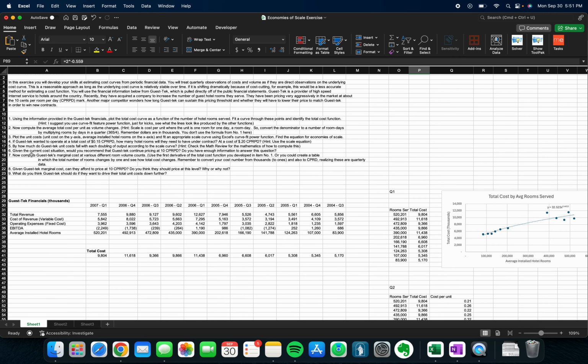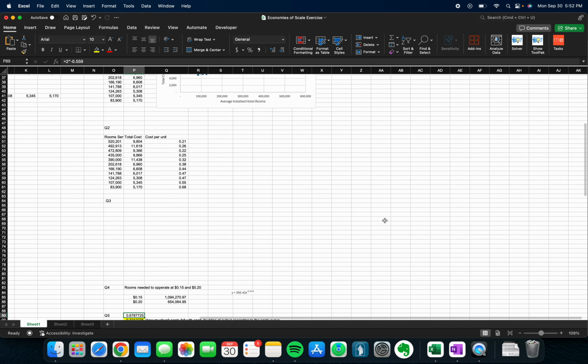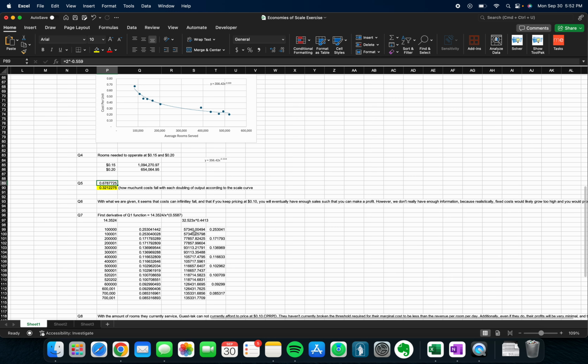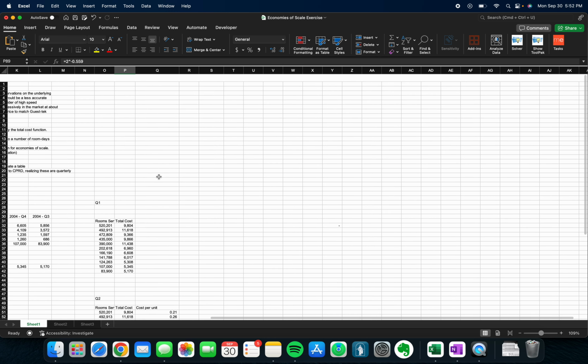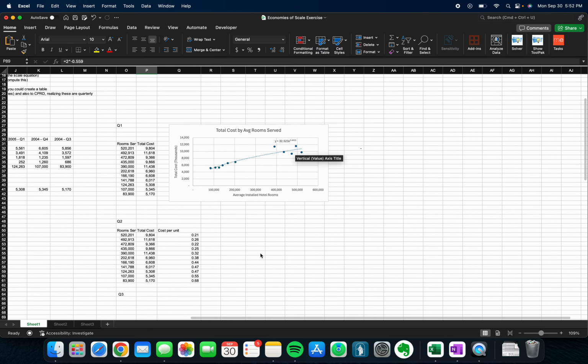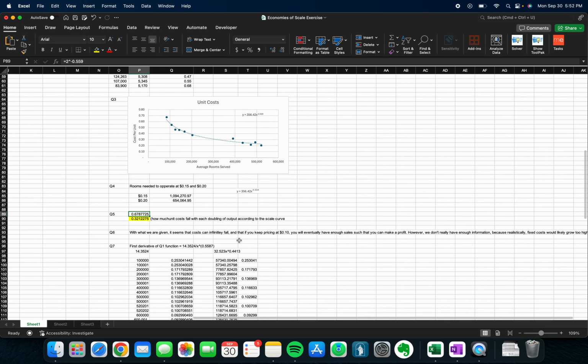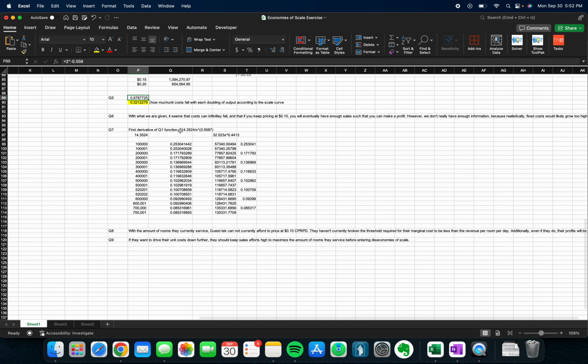Question 7 says, now compute Guest Tech's marginal costs at various different room counts. What I did for this, it gives you two options. You can do the first derivative or you can make a table. I did both just to check my answer. So the first derivative of our total cost function is, so this is our total cost function, and the first derivative of that is this: 14.3524 over x to the 0.5587.